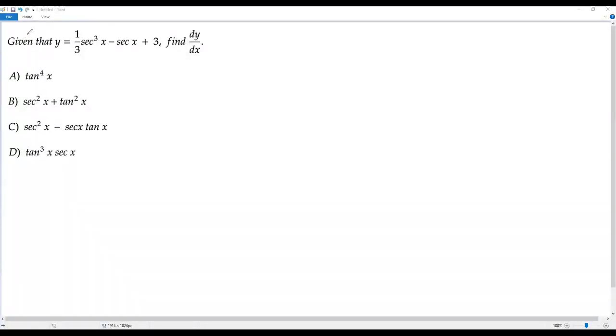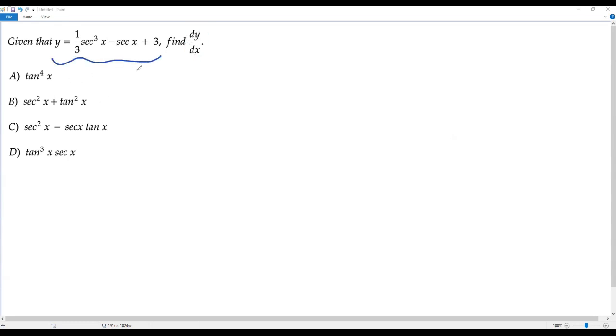Here we have an AP Calculus BC problem. Okay, let's go to the question. Given that y equals 1/3 secant cubed x minus secant x plus 3, find dy over dx. Here we have a function defined by y in terms of x, and we have to find the derivative, that is dy over dx.